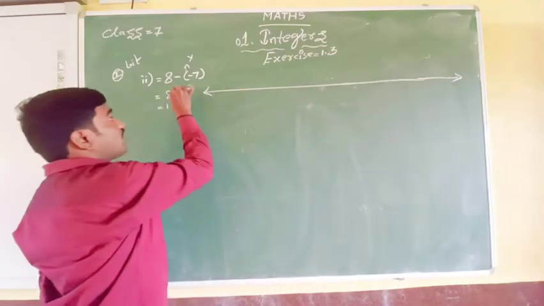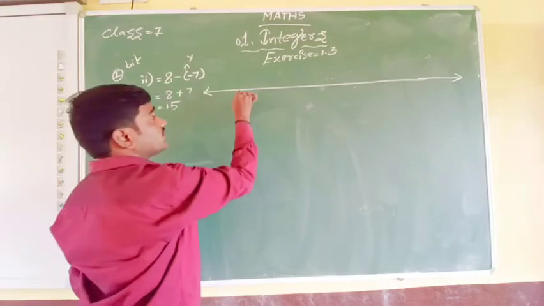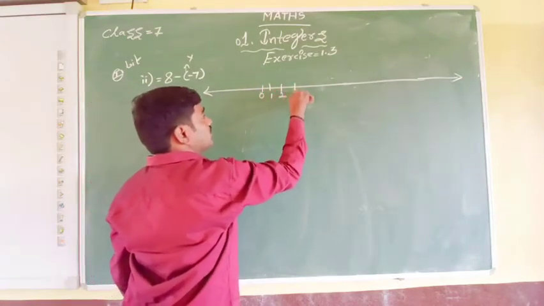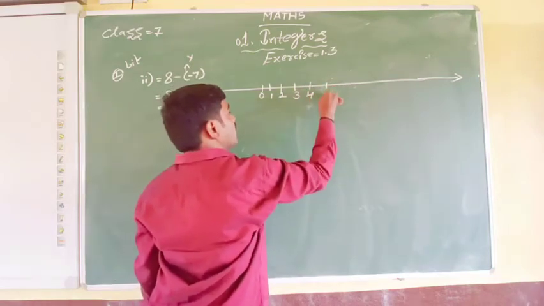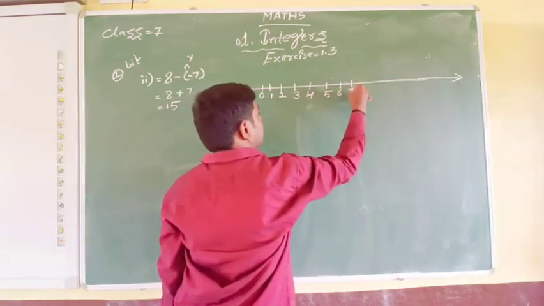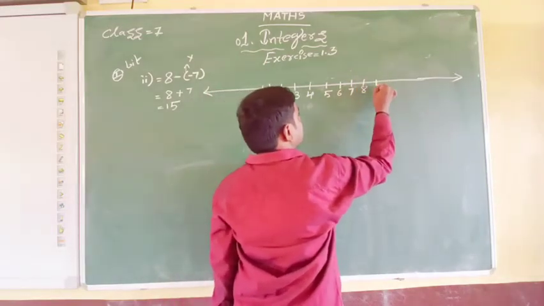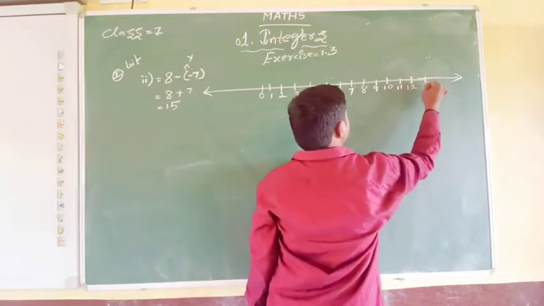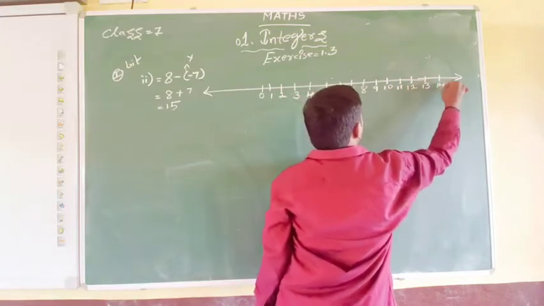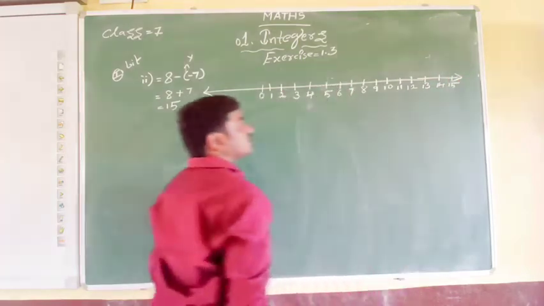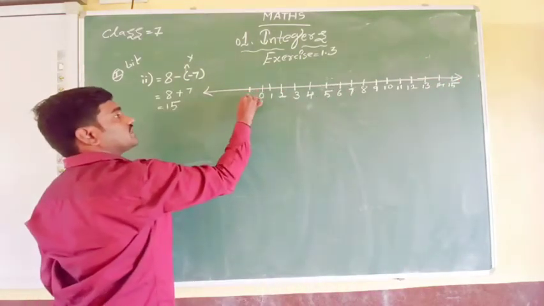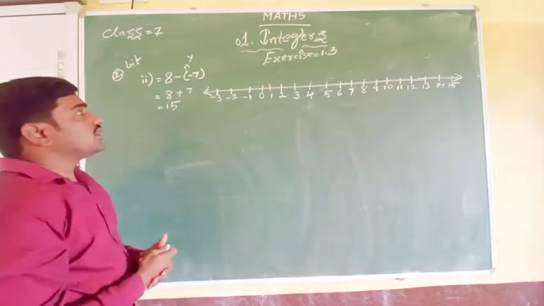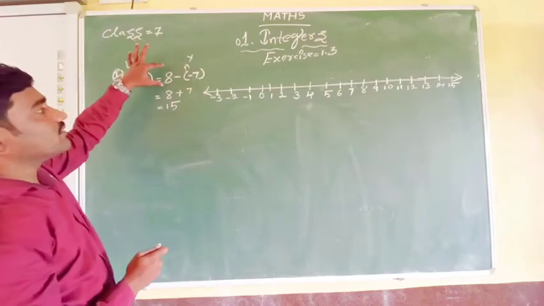Okay. Let's take, you have only positive numbers here. Let's go for that. 0, 1, 2, 3, 4, 5, 6, 7, 8, 9, 10, 11, 12, 13, 14 and 15. That's enough. So on the left side of the 0 we get negative numbers. Minus 1, minus 2, minus 3. This is enough. Let us see what is here first.